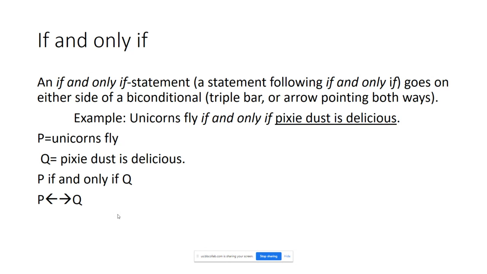So for example, if you have unicorns fly if and only if pixie dust is delicious, well then what you've got here is P triple bar Q. P if and only if Q you symbolize as P triple bar Q, or P arrow in both directions Q. This is really one arrow. I just don't know how to, on a PowerPoint, join the arrows together. Okay, so if is different than only if, and they're both different than the combination, if and only if.